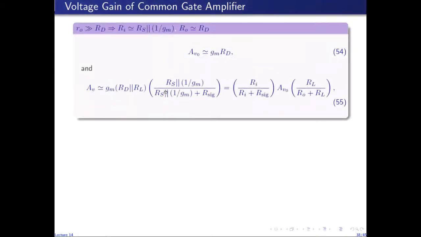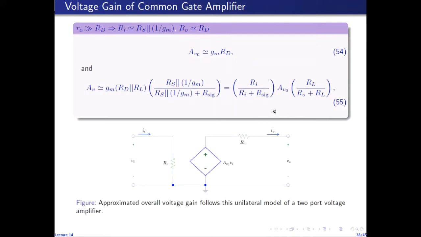If we open this product, then RD in parallel with RL is RD RL over RD plus RL. So we can separate out RD and the other factor, RL over RD plus RL. GM RD is AV naught, and the other factor can be written separately as RL over RD plus RL. Since RD is R naught, we replace RD with the output resistance. So this factor is actually equal to the product of these three terms: the loading on the input side, the open circuit voltage gain, and the loading on the output side.